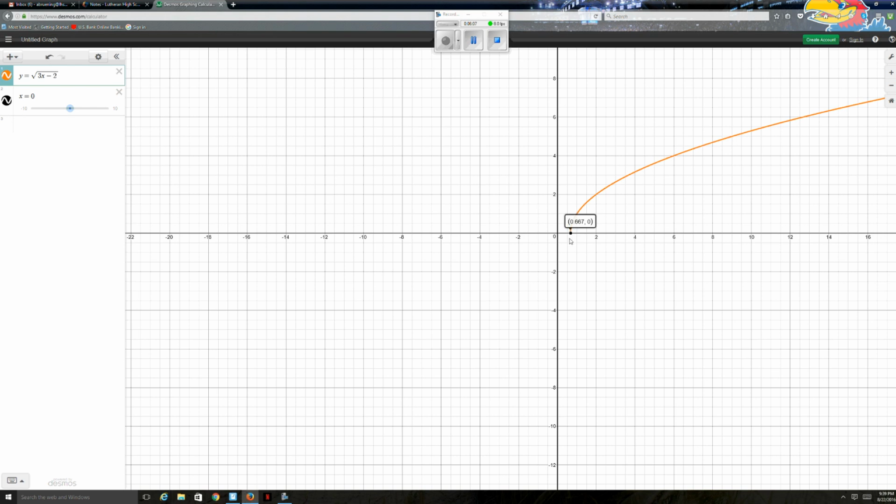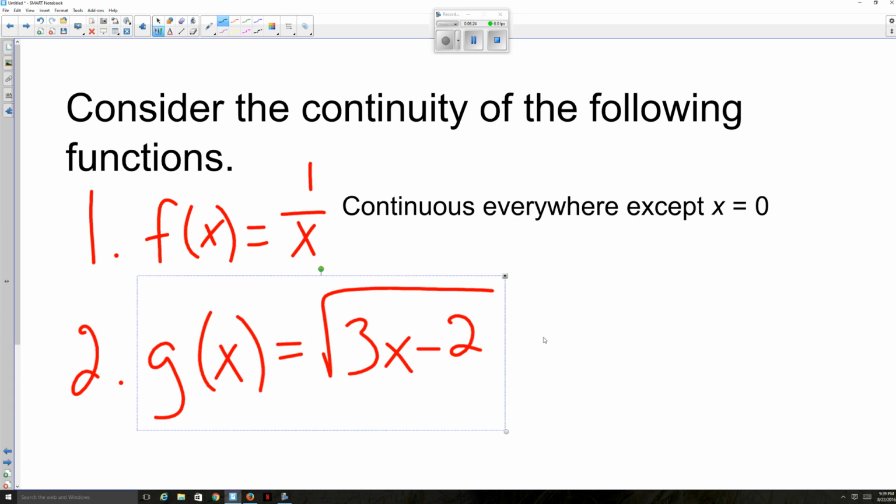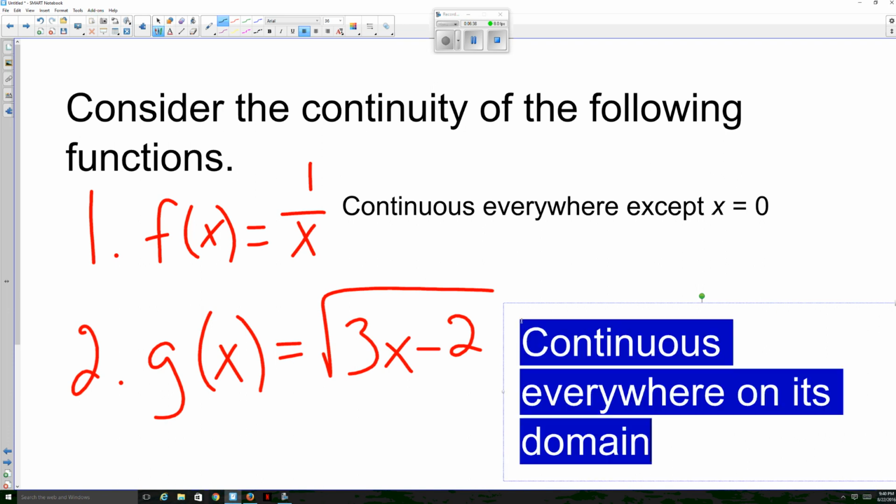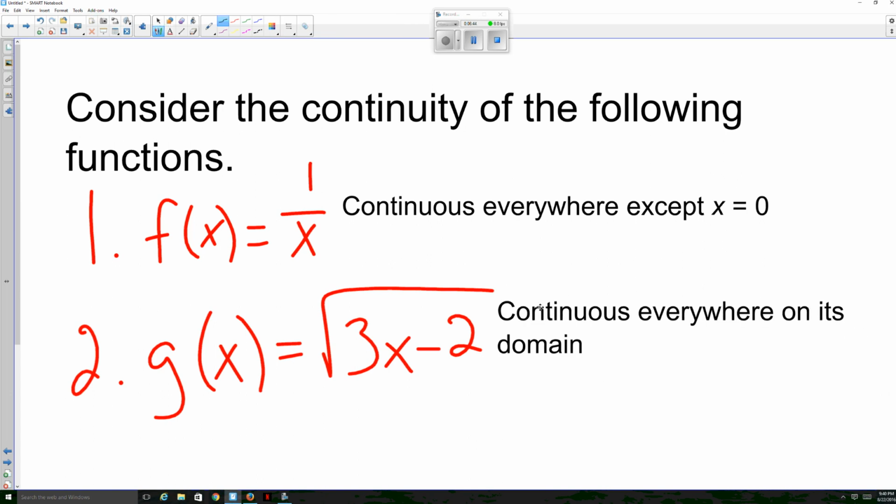There's nothing from the left. But this textbook argues that it is continuous because it's just one single solid curve. Like I said, we'll talk about that in class. So what this book will say is that it is continuous everywhere on its domain. That's this book.